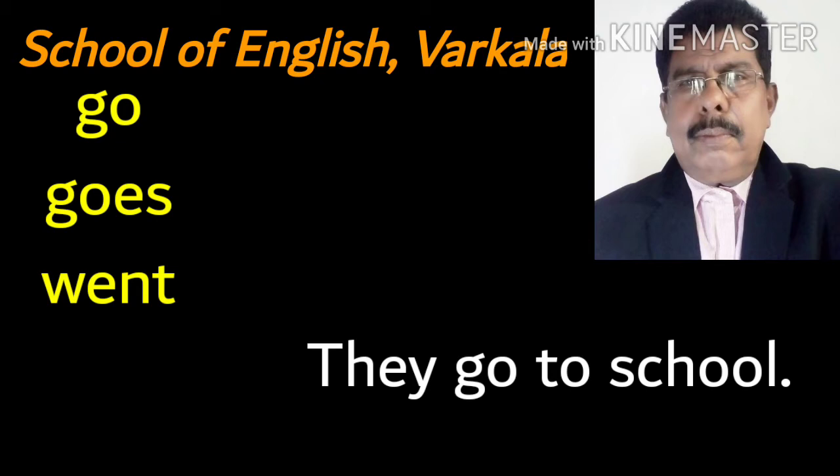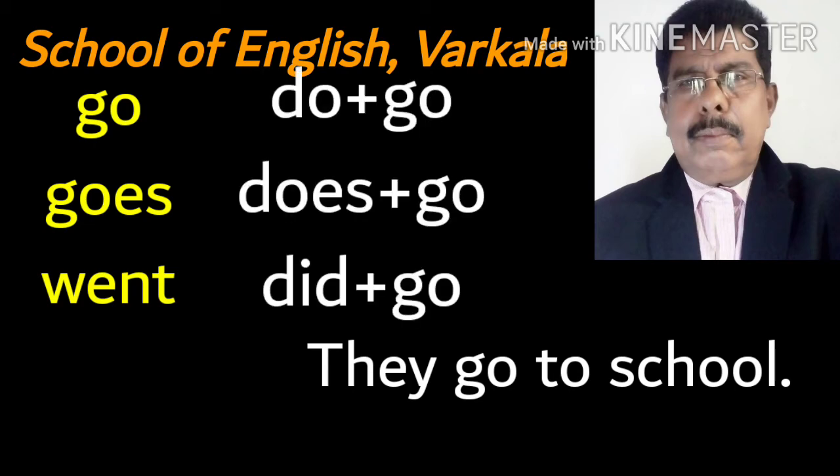So what we have to do is to split this verb go. And how will we split it? Look at it. Go means do plus go. Goes, does plus go. Went, did plus go. Take another example. Call, do plus call. Calls, does plus call. Called, did plus call. Play, do plus play. Plays, does plus play. Played, did plus play.